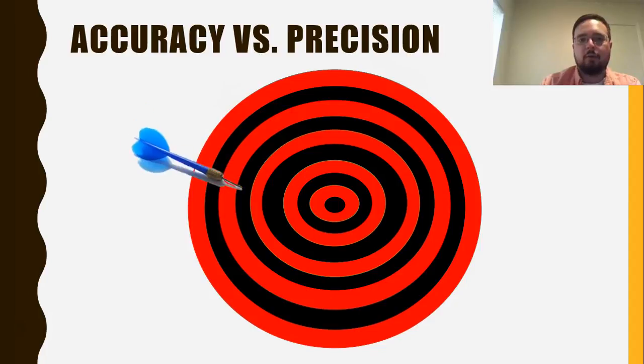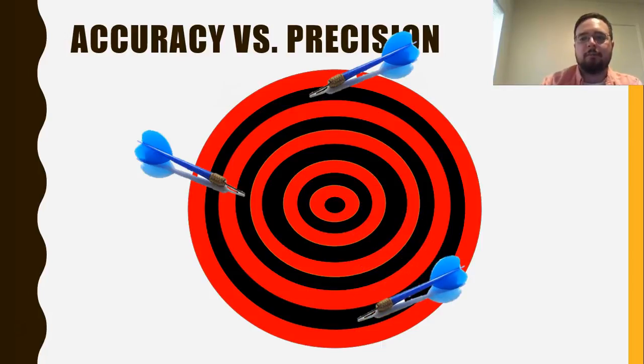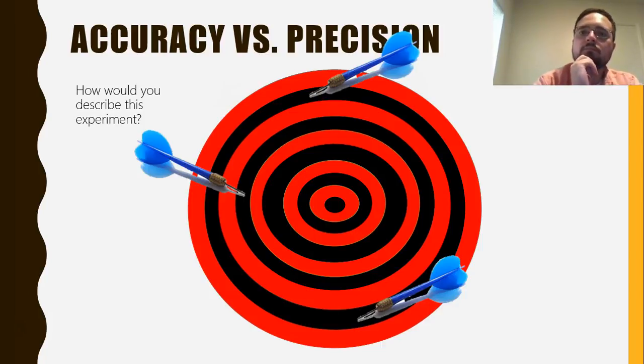So let's say I throw a dart, I do a trial, I get one here, and I get another value of here, another value of here. So how would you describe this experiment? If you need to take a second, think about it, go ahead, and we'll dive into it. All right.